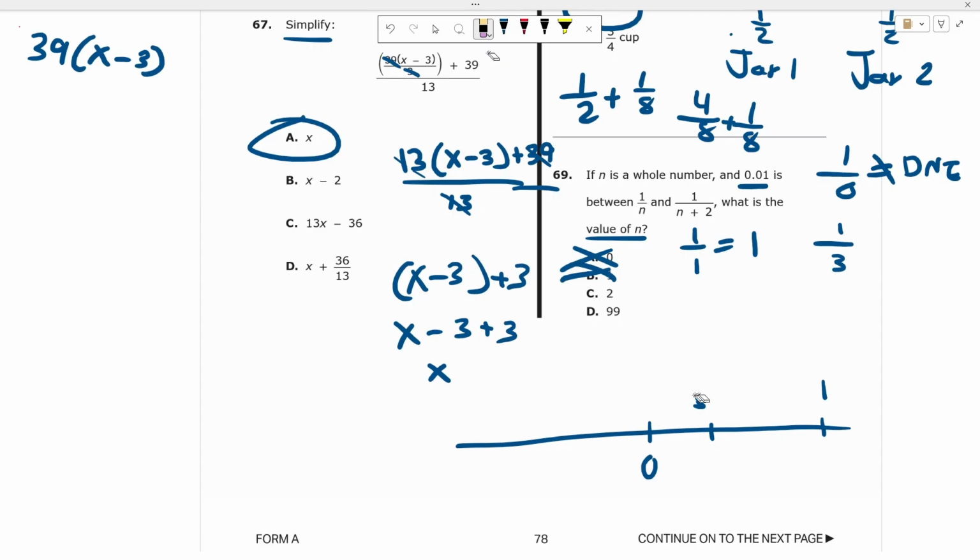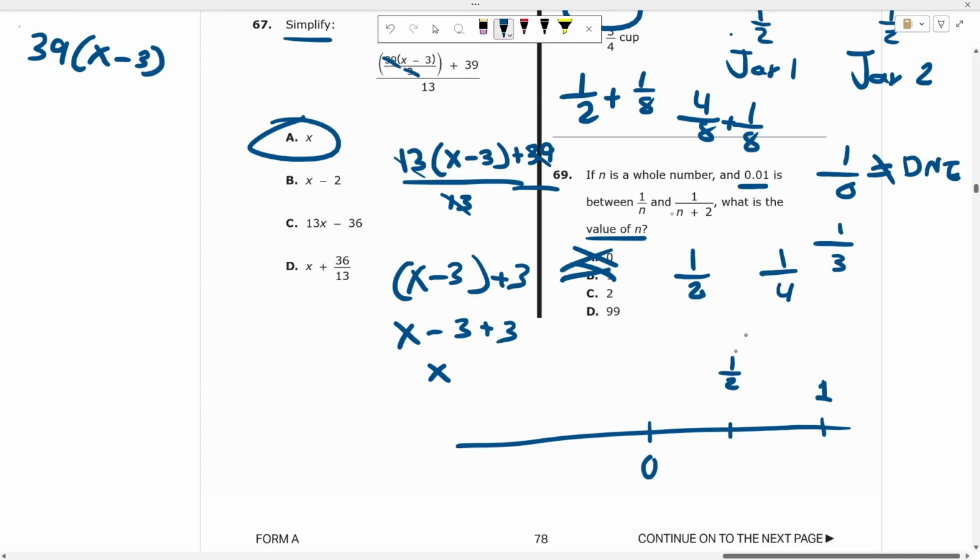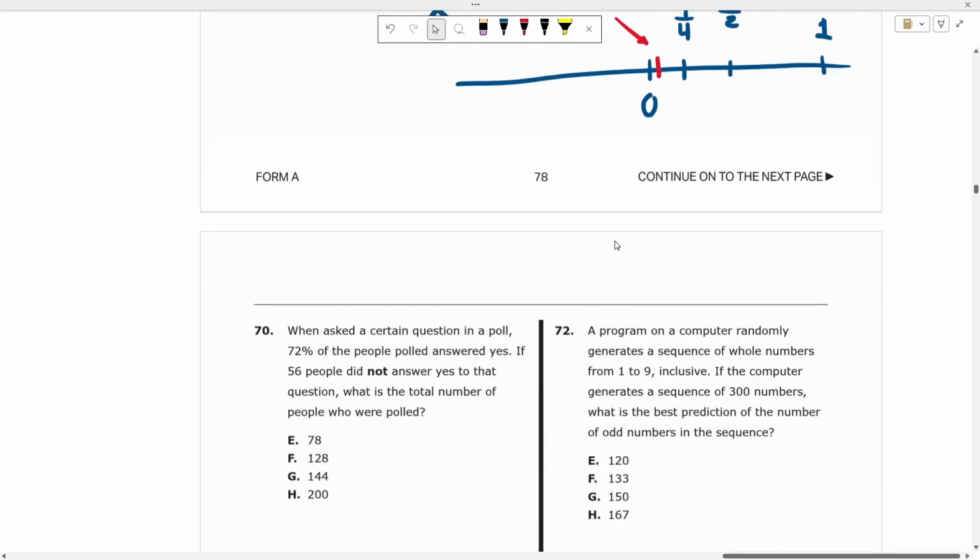Now we do the same thing with choice C. Let's say that n is equal to 2. That means that 1/n is going to be 1/2, and 1/n plus 2 is going to be 1/4. Okay, so let's draw that out. If 1/2 is over here, and 1/4 is just half of that, so 1/4 is over here. Now, 1/2 is equal to 0.5, and 1/4 is equal to 0.25. 0.01 is still all the way over here. That's way too small to be in between 0.25 and 0.5. So we eliminate that, and we choose choice D as the correct answer.